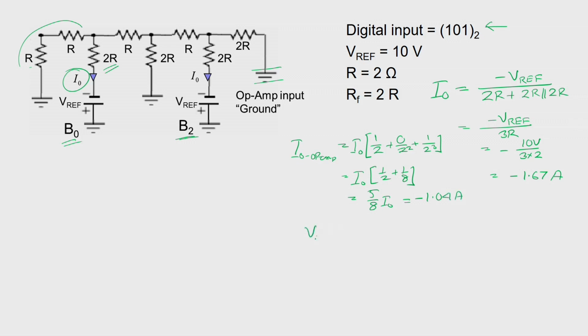Then final output voltage will be I naught of this op amp into RF, that is 1.04 minus of that into RF. How much is that? 2R into 2. So, that is something like 4.17 volt. So, this way we can calculate the output voltage that we are getting from this resistor network.